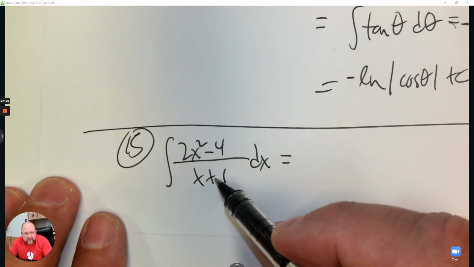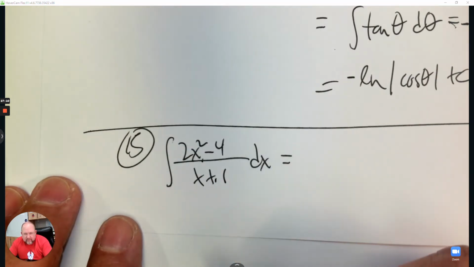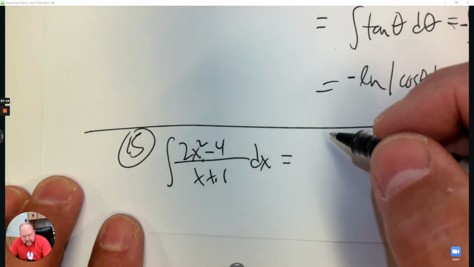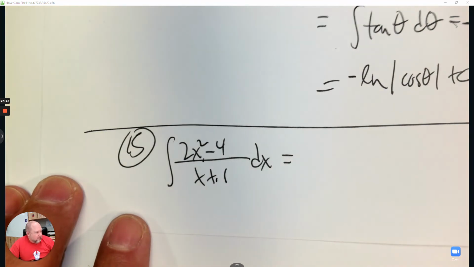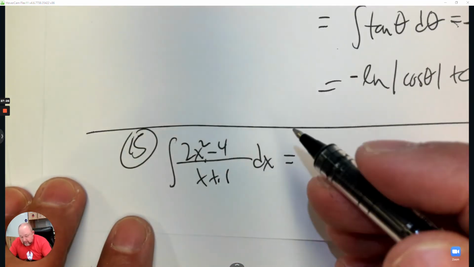Number 15. So the derivative of the bottom does not match the top. I see the power term on top is more powerful. You know what else I notice? I think I can simplify it. Let's see if that's a good direction to go. To factor and simplify. No. So, because the power term on top is 1 bigger than the bottom, we're going to divide.